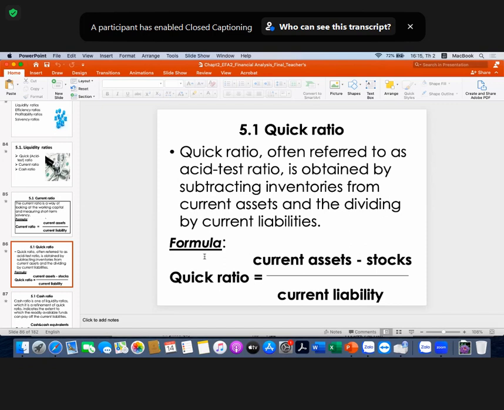So the quick ratio is different from the current ratio in this: we have already subtracted the stock or inventory from the current assets. The quick ratio is viewed as a sign of a company's financial strength or weakness. The higher number means stronger and the lower number means weaker. So, calculate the quick ratio for Vinamilk.